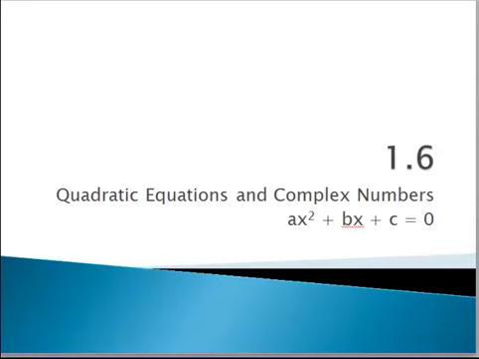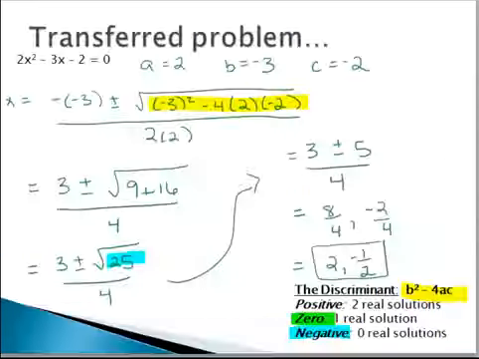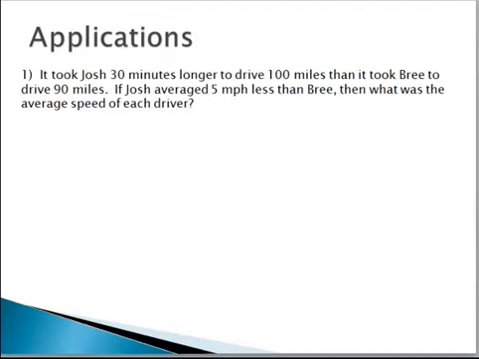Section 1.6 is about quadratic equations. Application time. It took Josh 30 minutes longer to drive 100 miles than it took Bree to drive 90 miles. If Josh averaged 5 miles per hour less than Bree, then what was the average speed of each driver?